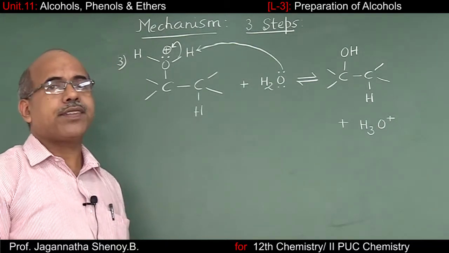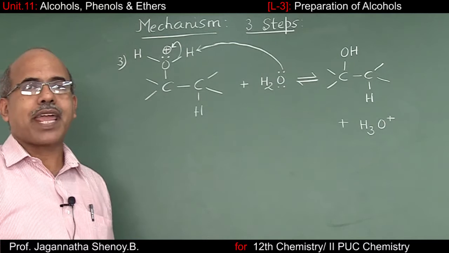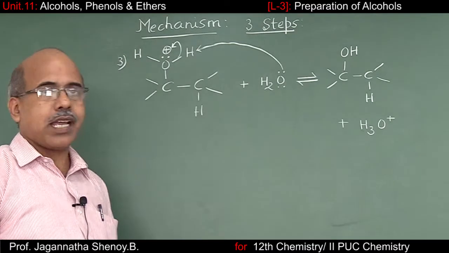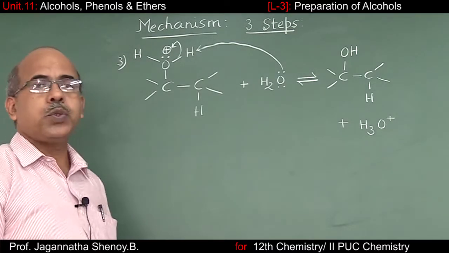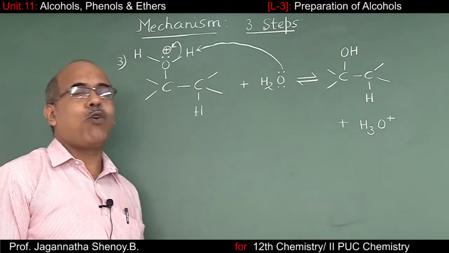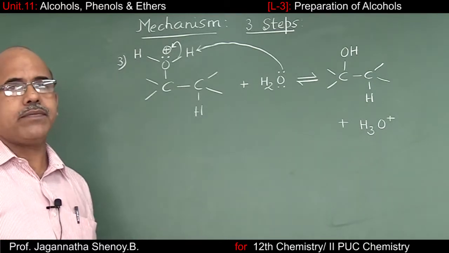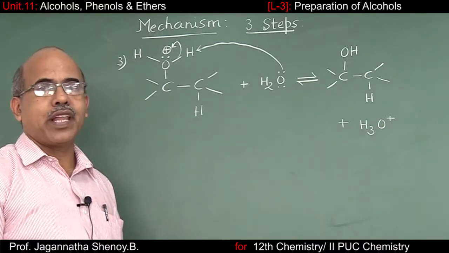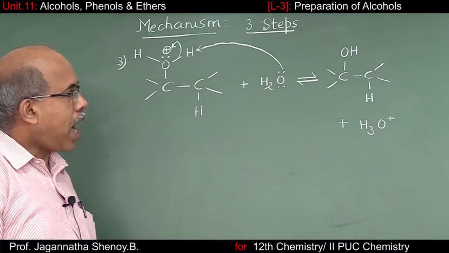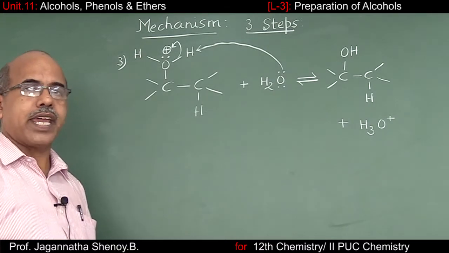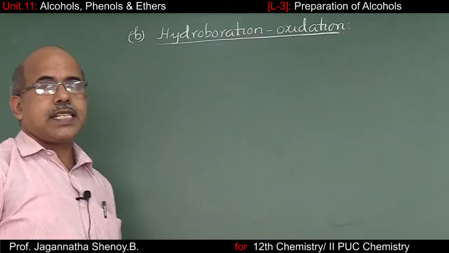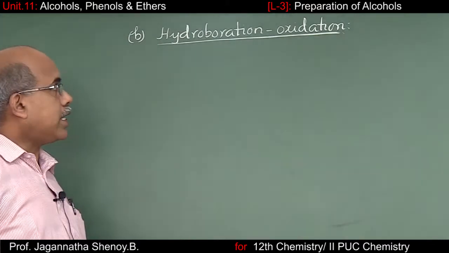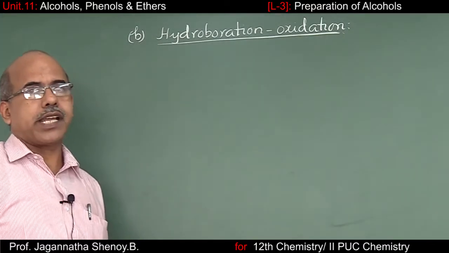So first step is formation of carbocation by electrophilic attack of H3O plus ion on alkene. In step number 2, it is the nucleophilic attack of water molecule on carbocation. In step number 3, it's a deprotonation of protonated alcohol in presence of water to form alcohol, and hydronium ion is regenerated. The second method by which I can obtain an alcohol starting from alkene is hydroboration oxidation reaction.